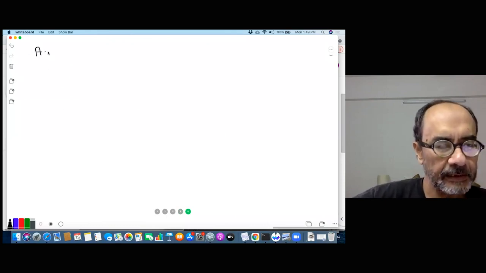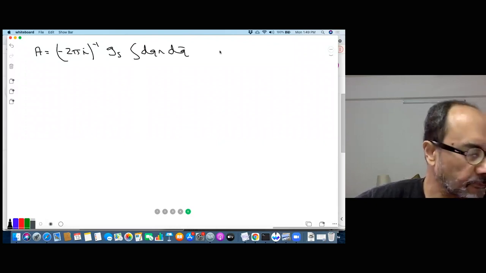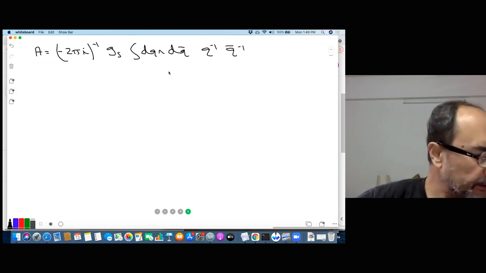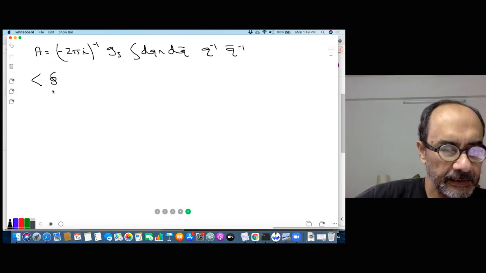So A is minus 2 pi i inverse gs integral dq wedge dq bar, q inverse q bar inverse. Then the integral of C5.